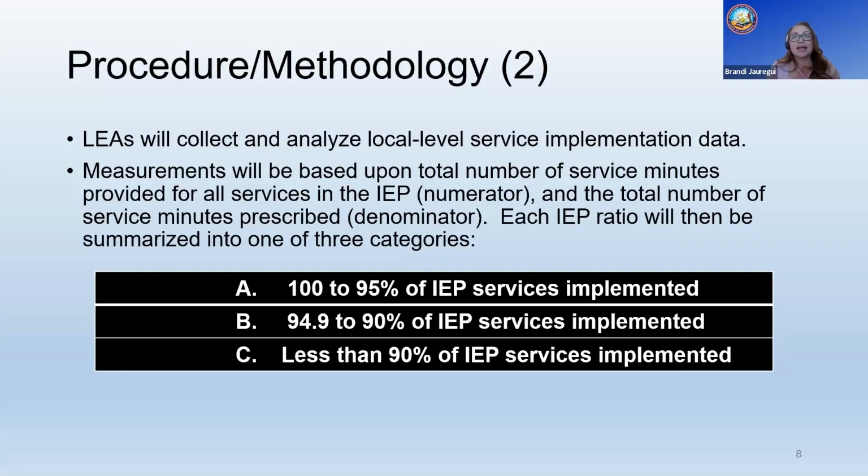Then each student's IEP ratio is going to be summarized into one of three categories. So A, 100 to 95% of services implemented, which is where you want your kids to be. Then B, 94.9 to 90% of IEP services implemented. And C, less than 90% of IEP services implemented.